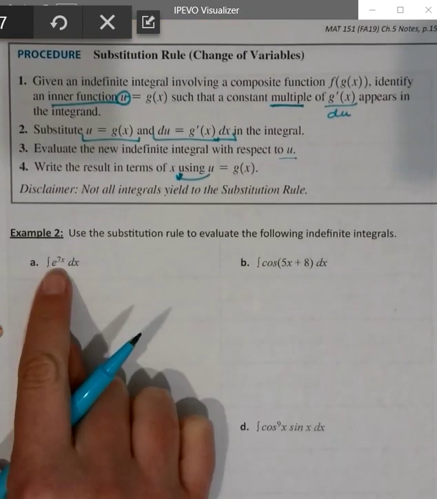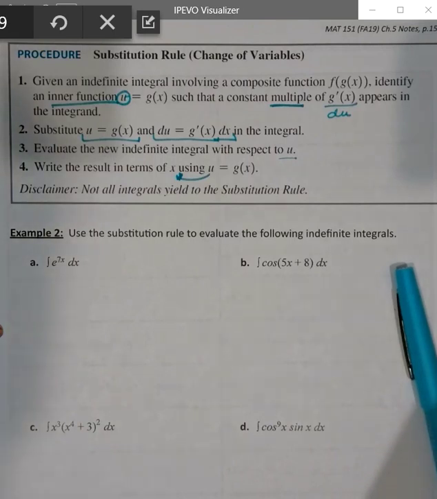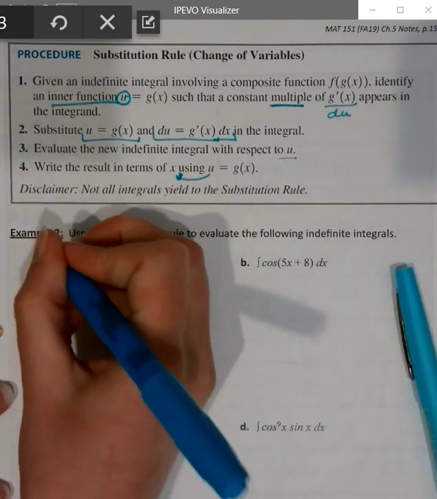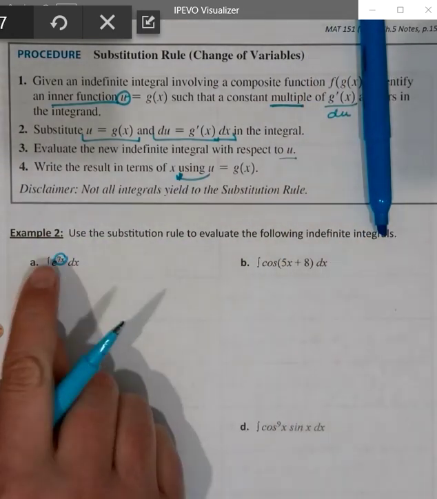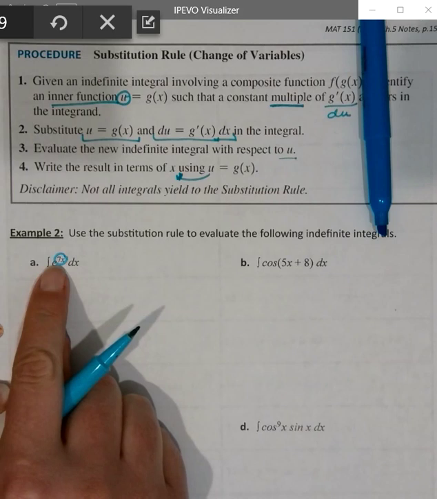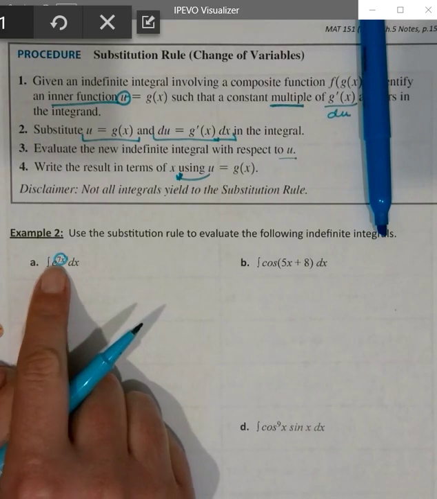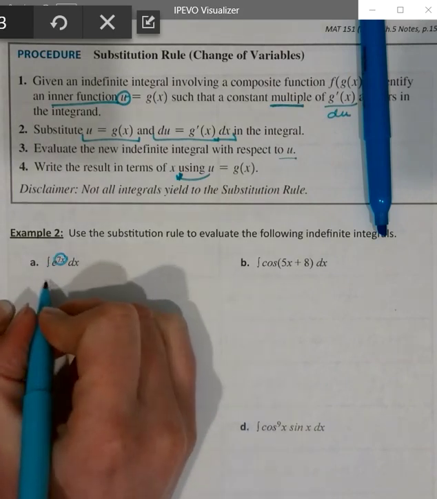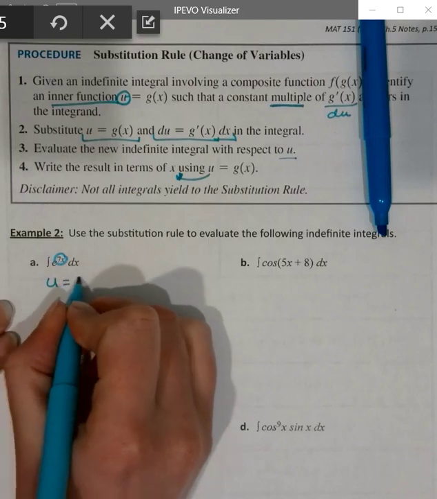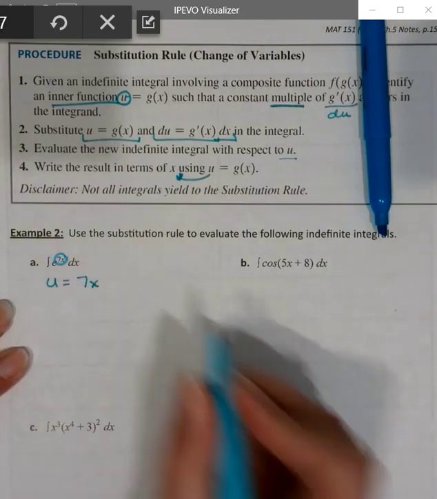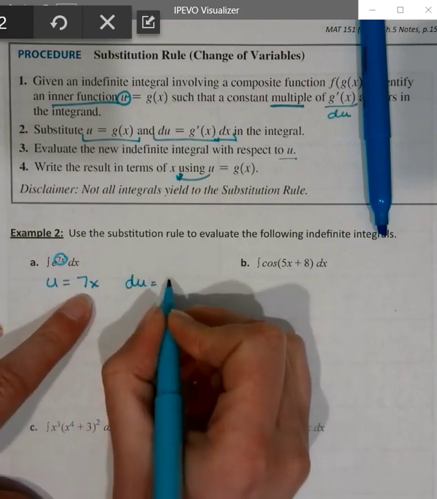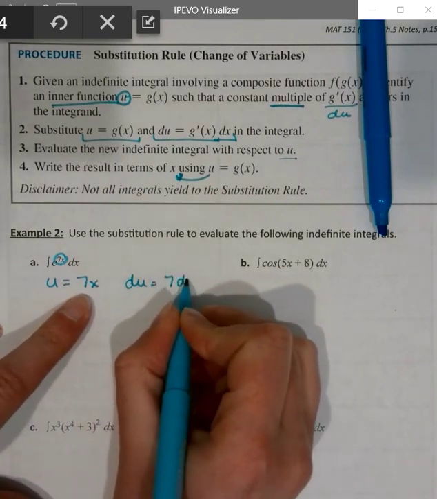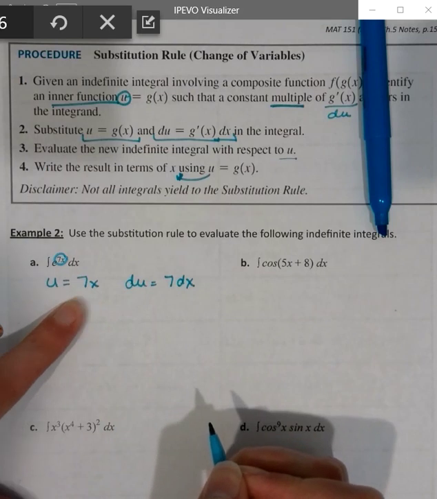Okay, so let's see. If I look at the first function here, I see that I have an inner function. I have an inside of 7x. Anytime I have a function that I would need to use the chain rule to take its derivative, I'm going to need to use u substitution to take its antiderivative. So we're going to start with declaring u equals that inner function 7x. Then du is going to be, the derivative of 7x is 7, so 7 dx is the differential.